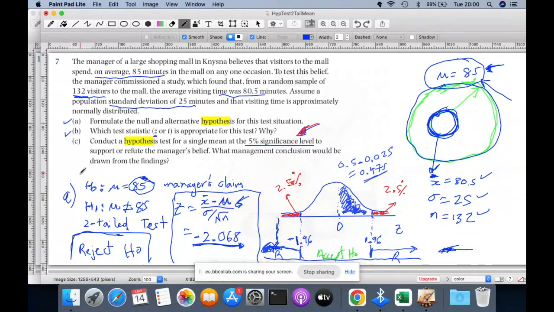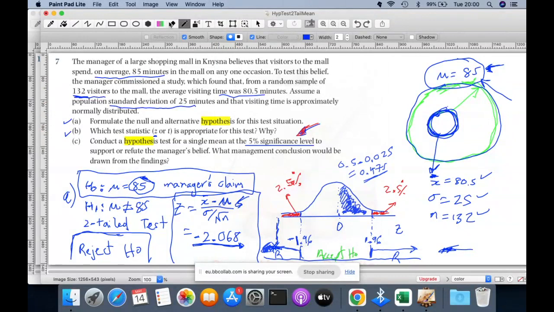Now, if we're rejecting H naught, which is this, we are rejecting the manager's claim. That's what we're saying. We're saying that the manager's claim of the average being 85 minutes is not true. That's pretty much what we're saying. But you want to write it in words and statistically.